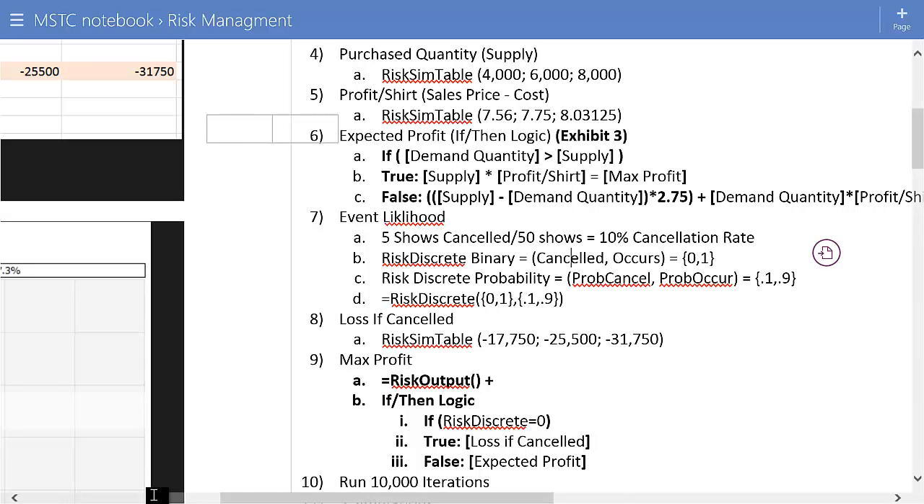And so we have canceled, 0, occurs, 1. Now you have the probability of each of those events happening. So the probability of cancellation or the probability of occurrence, you set your left value to 0.1 because it's associated with the 0, the low end, and you set 0.9 to the 1. And this is the proper equation. You type in equals RiskDiscrete, 0, 1, comma, 0.1, 0.9 inside of the brackets. So keep that in mind.